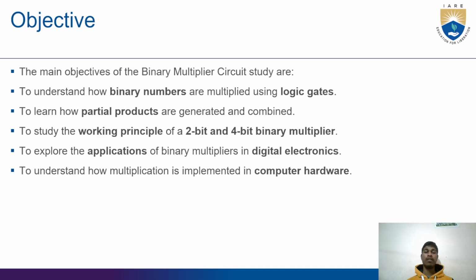The main objective of this topic, the binary multiplier circuit study, is to understand how binary multiplication is done and how binary numbers are multiplied using logic gates. To learn how partial products are generated and combined. To study the working principle of a 2-bit and a 4-bit binary multiplier so that we can create our own processor and supercomputer and many other things. To explore the applications of binary multipliers in digital electronics and to understand how multiplication is implemented in computer hardware.